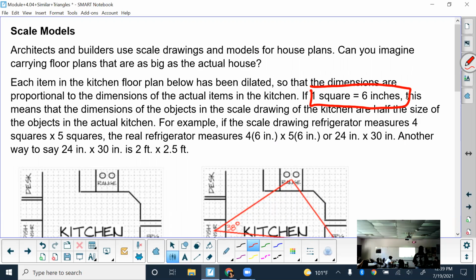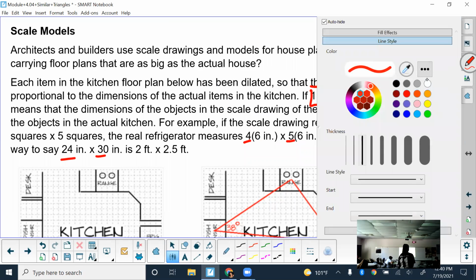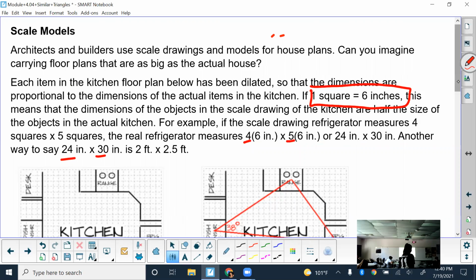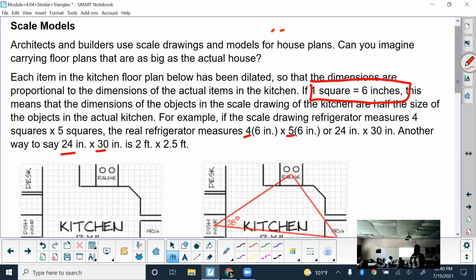All right, so this is just an example. So if the real refrigerator measures 4 by 5, okay, so the real refrigerator measures 4 by 5. In our scale model, maybe we'll do times 6 to make that equivalent. All right, so 24 by 30. Questions about that? So it's kind of like a dilation. All right, just now using it in the real world.